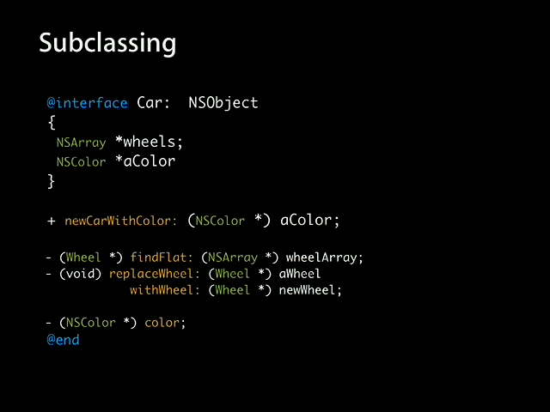Now, when we're talking about an object-oriented language, of course, it's all about subclassing, amongst other things. This is a typical class declaration. You see there's instance variables for storage. There's methods, the method with a plus in front of it, class method, instance methods, et cetera.